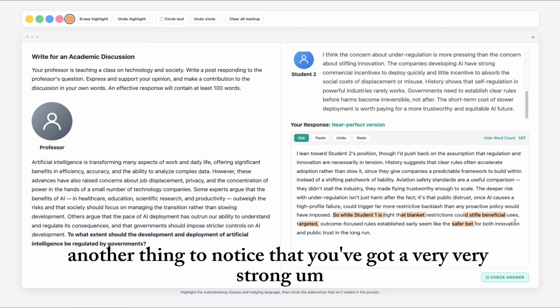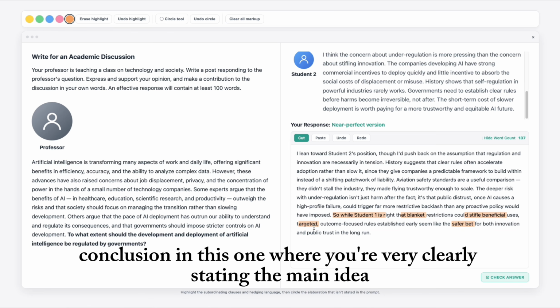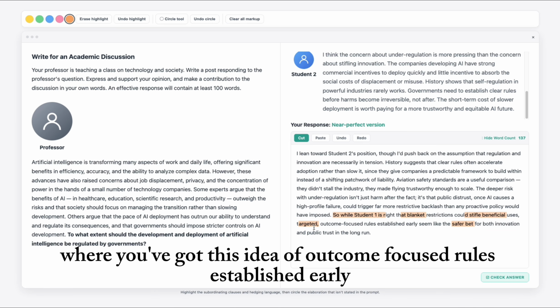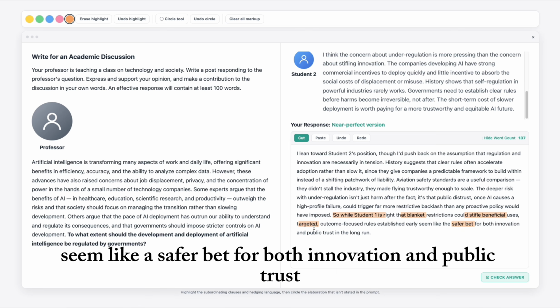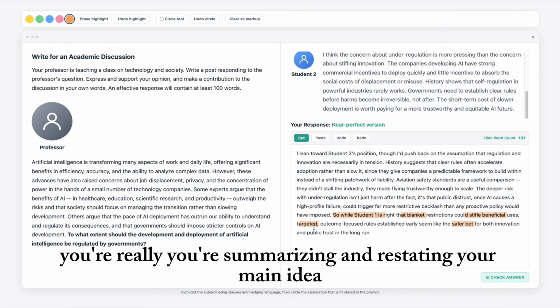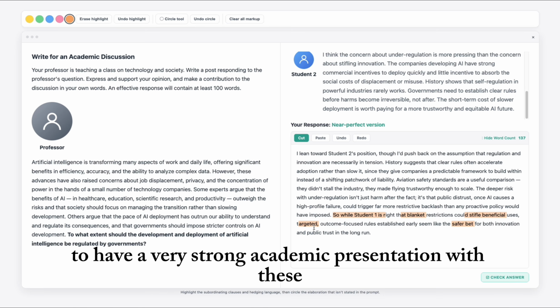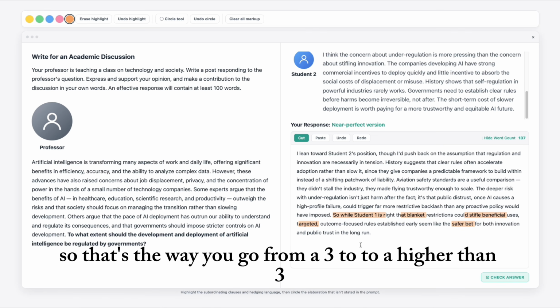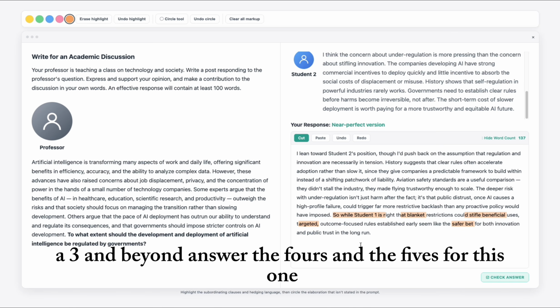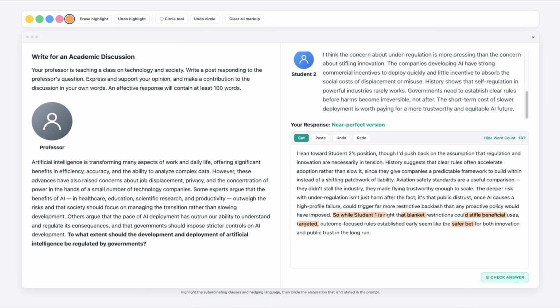Okay. Another thing to note is that you've got a very, very strong conclusion in this one where you're very clearly stating the main idea again, where you've got this idea of outcome-focused rules established early seem like a safer bet for both innovation and public trust in the long run. You're summarizing and restating your main idea, and that's very important with these, to have a very strong academic presentation. So that's the way you go from a 3 to a higher than 3, a 3 and beyond answer, the 4s and the 5s for this one.